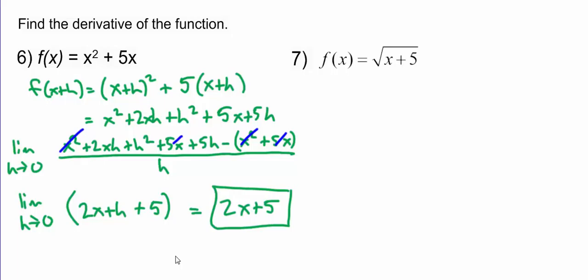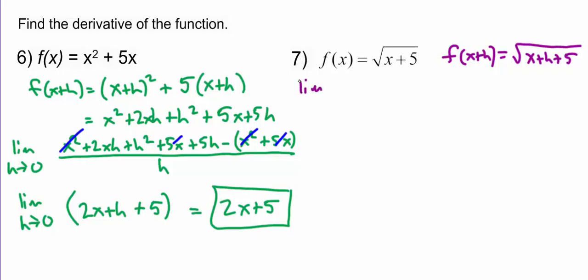Pretty cool stuff. Now, if I wanted to go further and find the slope at any particular point, I could easily do that. Just plug in the x value and it's done. All right, let's walk through number 7 together. I'm going to start by finding f of x plus h. Even though there's not a lot of work we can do on this one, I'm going to go ahead and write it here just to remind myself. There's f of x plus h.